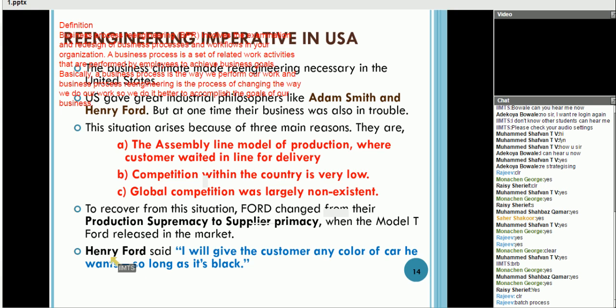Henry Ford, the owner of Ford company, said, I will give the customer any color of car he wants, so long as it's black.